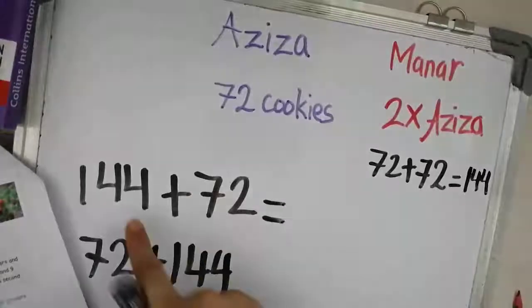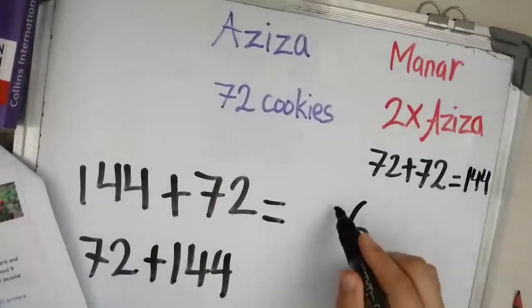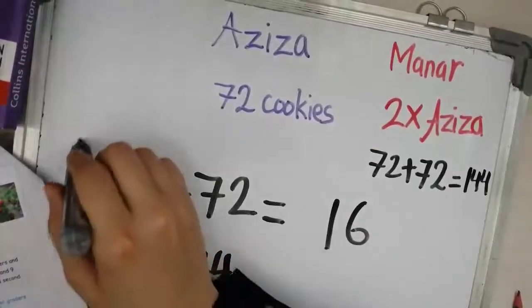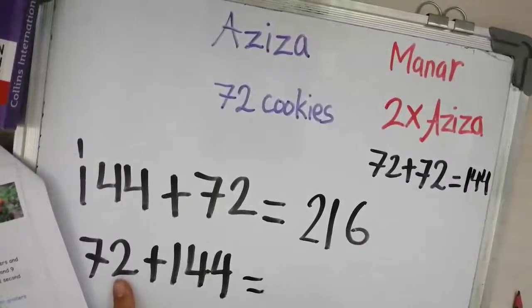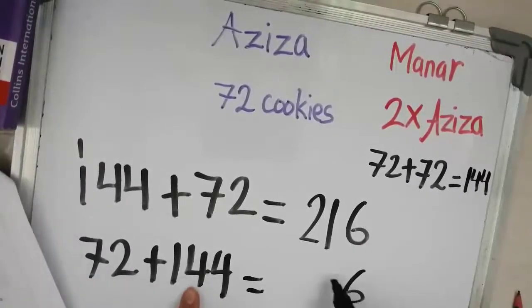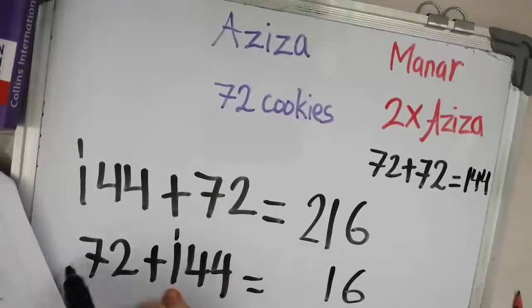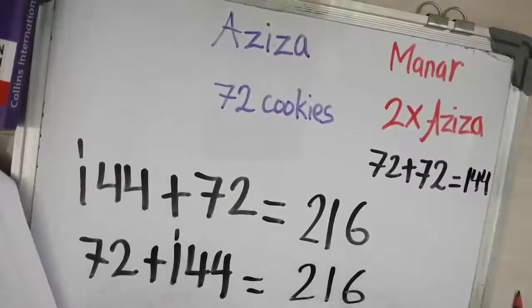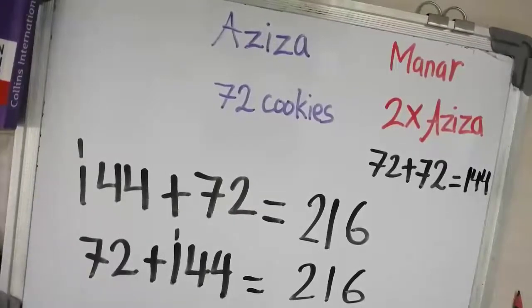Okay, now 4 plus 2 is 6. 7 plus 4 is 11. Write 1 and carry 1. 1 plus 1 is 2. I'm going to show you it's exactly the same. 2 plus 4 is 6. 7 plus 4 is 11. Write 1 and carry 1 over here because there's no hundreds. 1 plus 1 is 2. There you go. 216. So the total number of cookies that both Aziza and Manar baked together is 216.